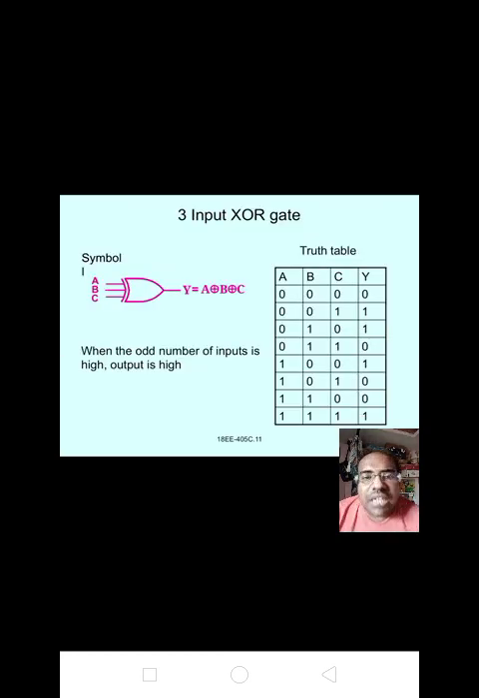Here I have given the 3 input XOR gate symbol. For a 3 input XOR gate, we get the output Y equal to A XOR B XOR C. When an odd number of inputs is high, output is high. Here we have 3 input variables, so the number of input combinations for the XOR gate is 2 power 3 equal to 8, that is 0, 1, 2, 3, 4, 5, 6, 7. Please make a note of it, most important question.